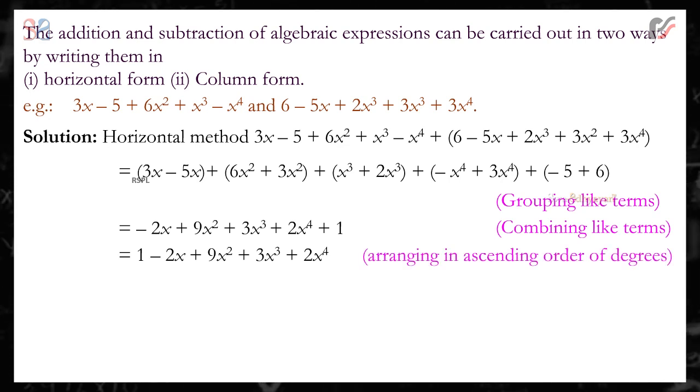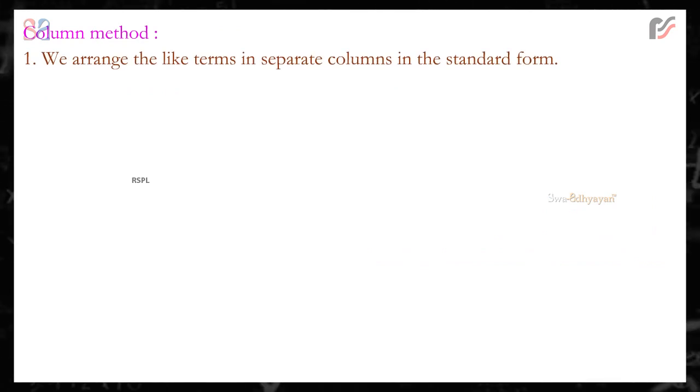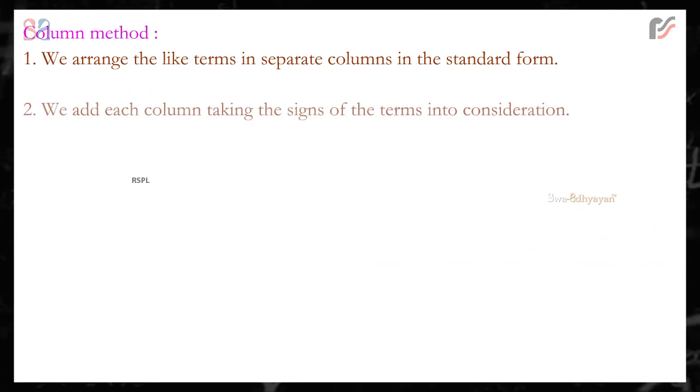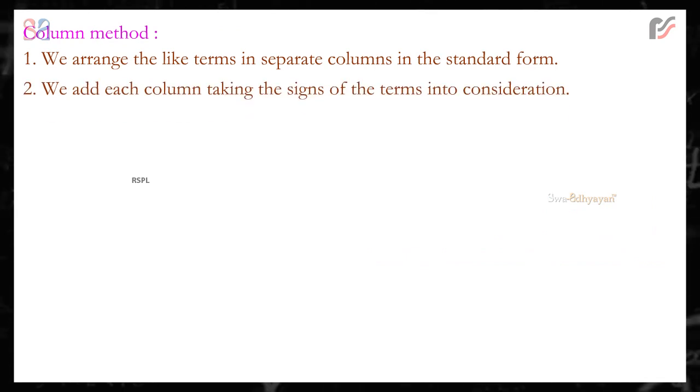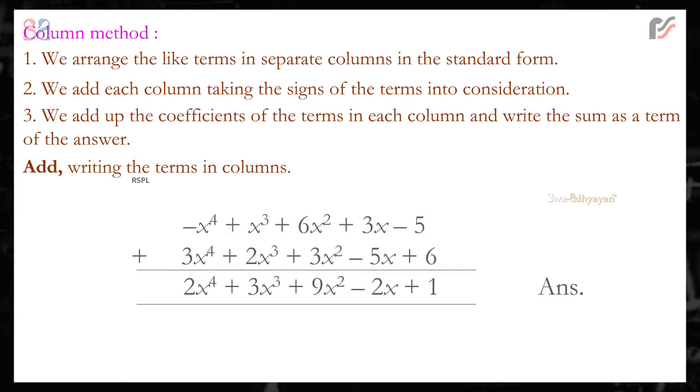Arranging in ascending order of degrees. Column method. 1. We arrange the like terms in separate columns in the standard form. 2. We add each column taking the signs of the terms into consideration. 3. We add up the coefficients of the terms in each column and write the sum as a term of the answer.